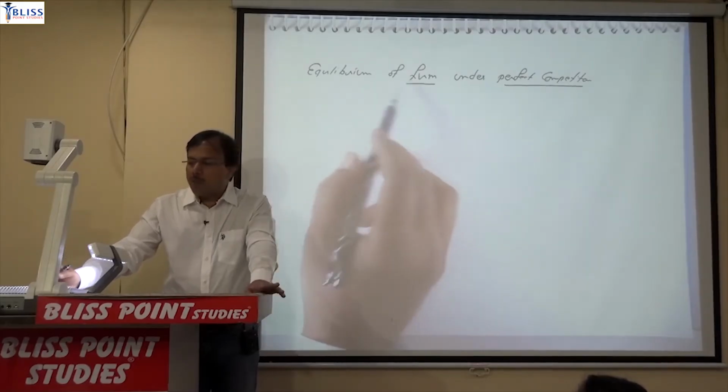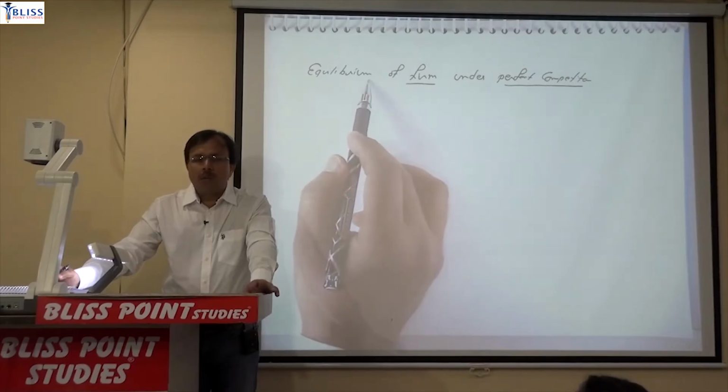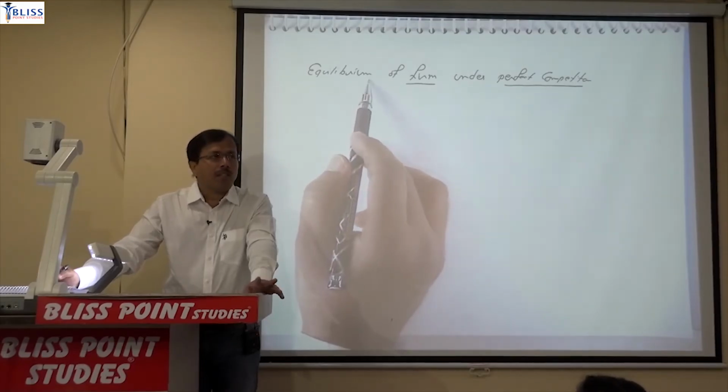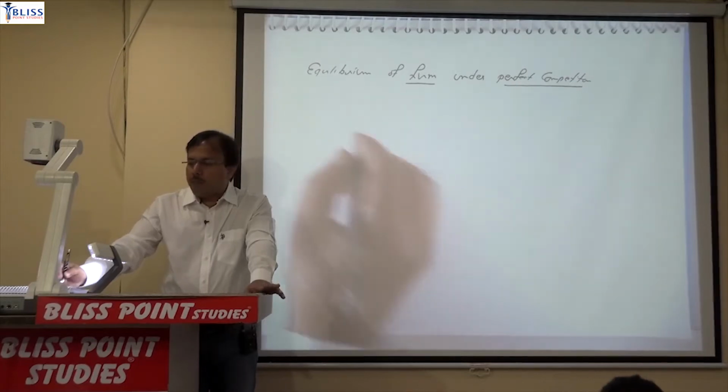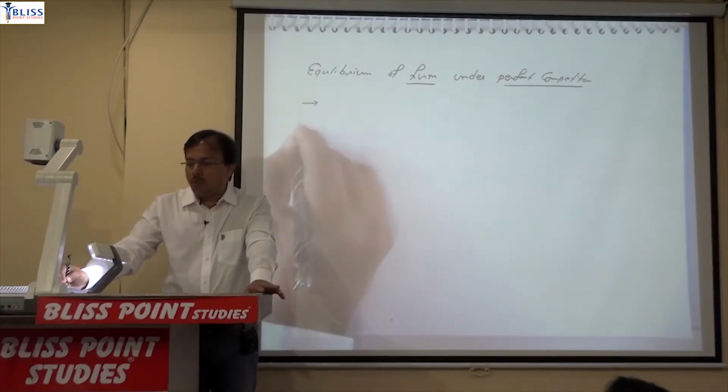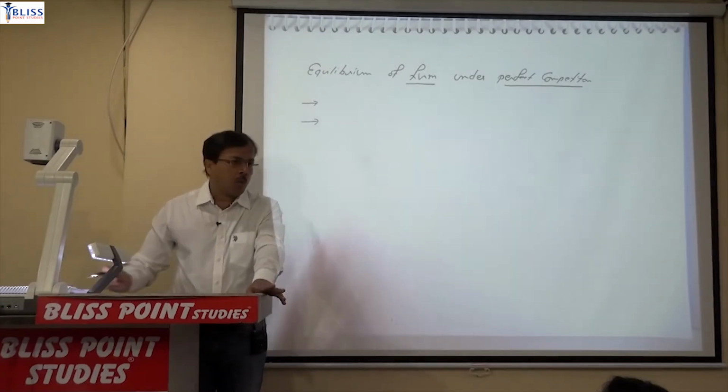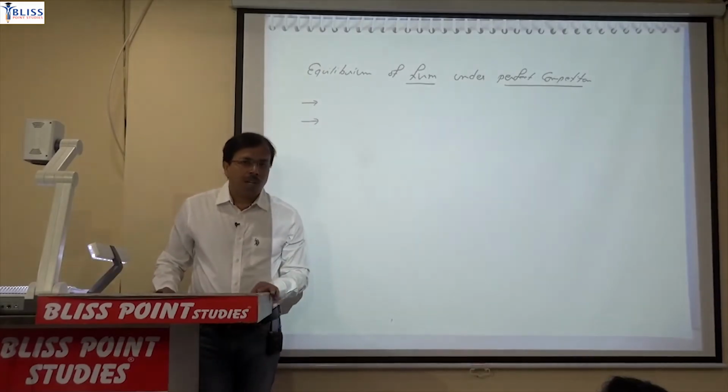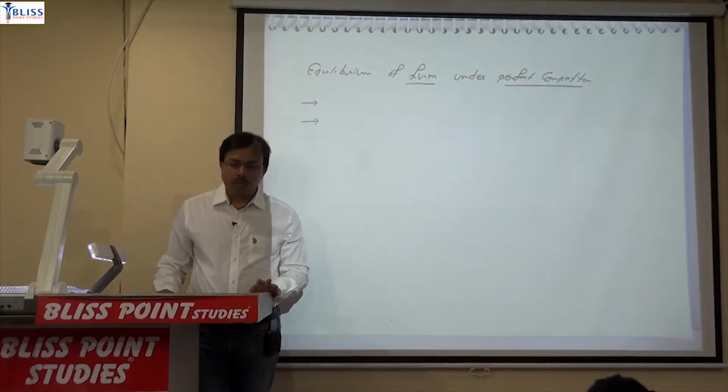So firm is said to be in equilibrium when its profit gets maximized or loss gets minimized. Either way you can say. And for that purpose we have to follow two different approaches. One is the total revenue total cost approach, and the other is the marginal revenue marginal cost approach.